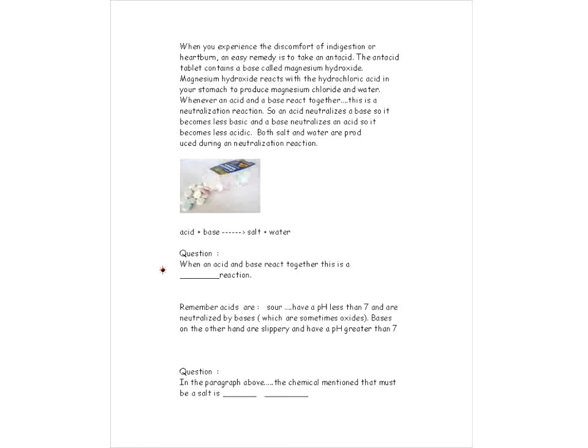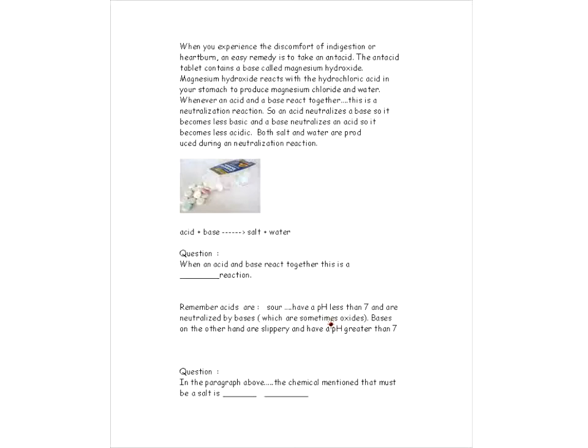So the question here is, when you have an acid and a base reacting together, what type of reaction is that? And that's what we're going to put in this blank here. And so at this point we'll just talk about some of the differences between acids and bases. Now, acids are sour, they have a pH less than 7, and they're neutralized by bases. And a lot of times the bases that are used to neutralize an acid are oxides.